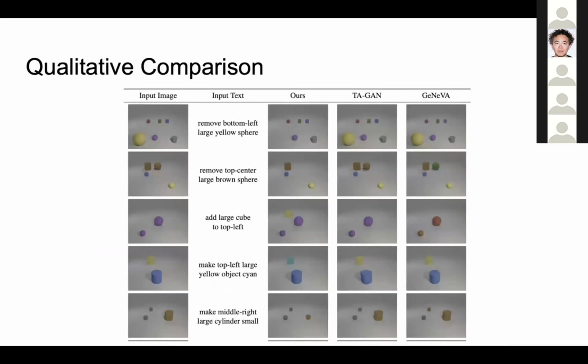So here we show a qualitative comparison. The first column is the input image and the second column is the input text. As you can see, our model can always generate the correct image based on the input image and text. However, for TA-GAN, it almost just copied the input image. And for Geneva, even though sometimes it can generate images with modifications, the modification is not following the input text instruction.